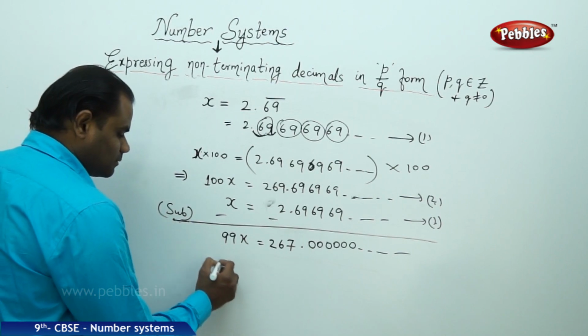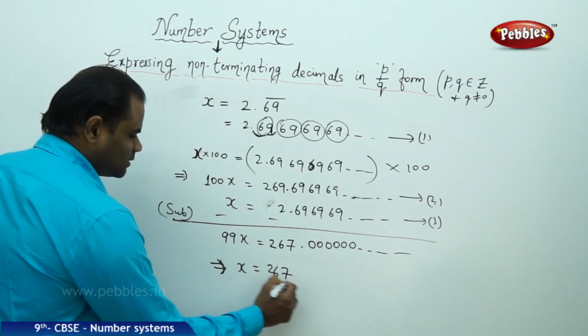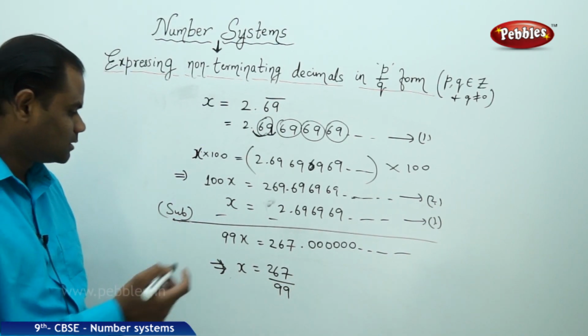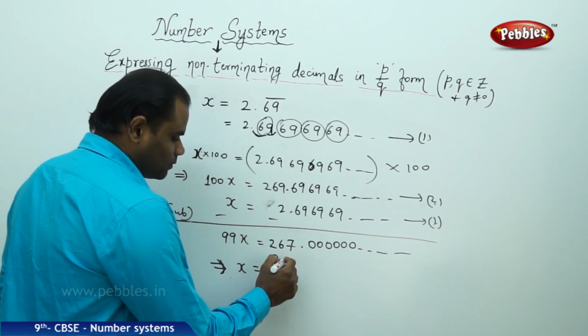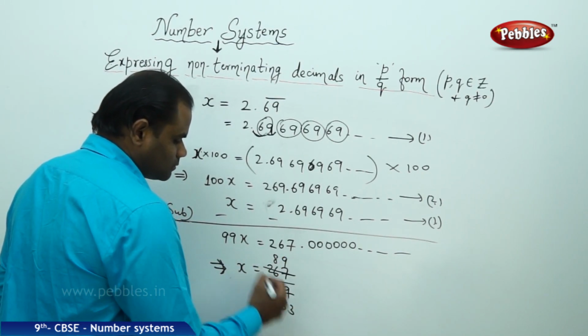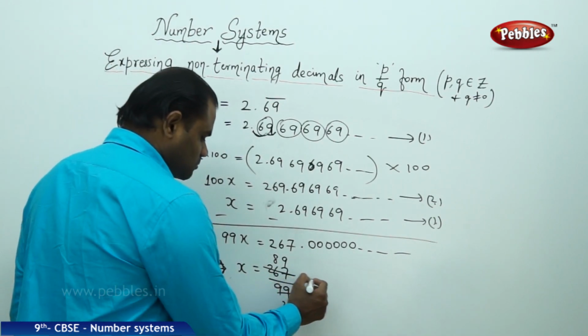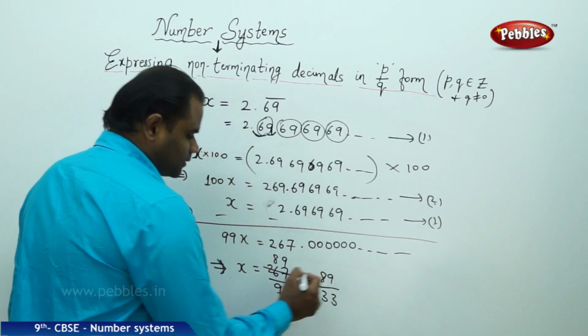So I get x equals 267 by 99, and I can further simplify this. 3 8s are 24, 3 9s are 27, and 3 33s are 99. Therefore, the most simplified answer is 89 over 33.